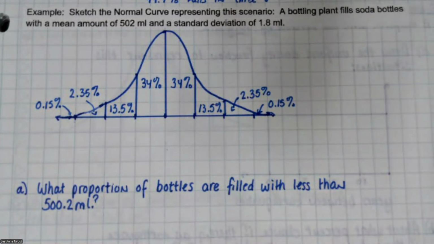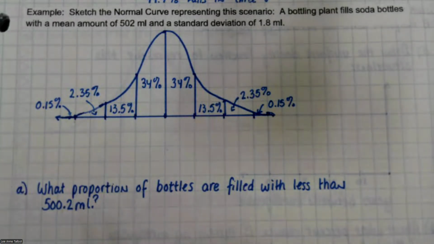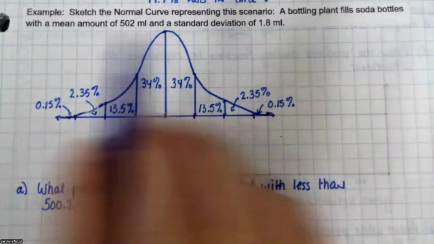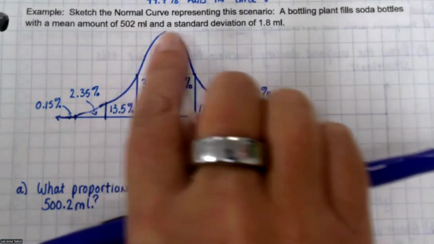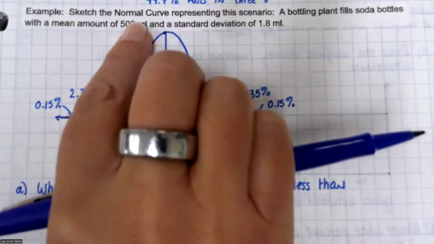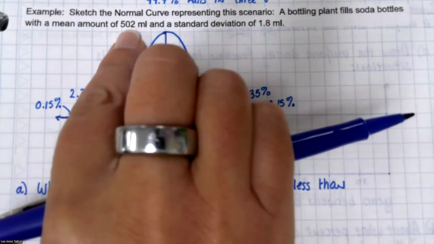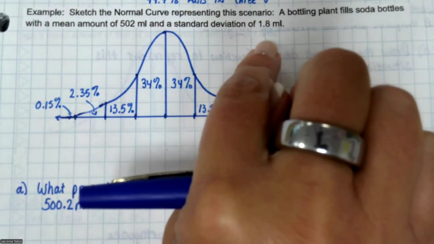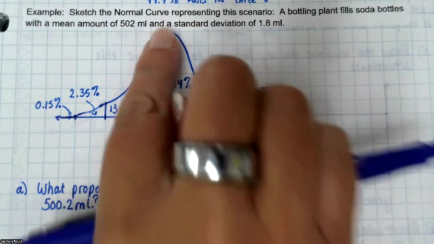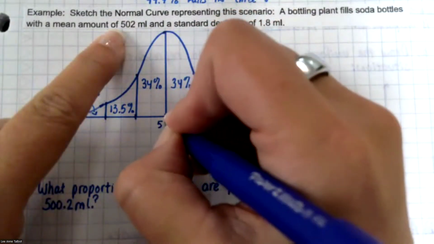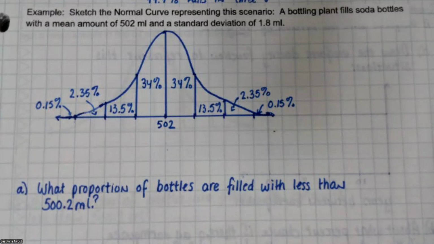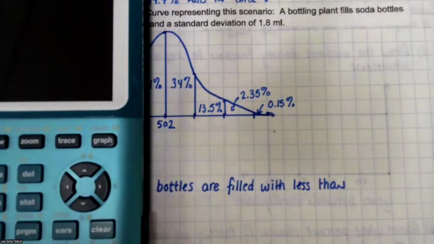Okay, guys, let's finish this up. Example, sketch the normal curve representing this scenario. A bottling plant fills soda bottles with a mean amount of 502 and a standard deviation of 1.8. Notice this problem is a real life example problem, so it's not going to have a mean of 0 and a standard deviation of 1 like we drew in our picture. So what we need to do is take the 502 and put it in the center. So that's where the 0 would be from our picture. And then we need to add and subtract 1.8.